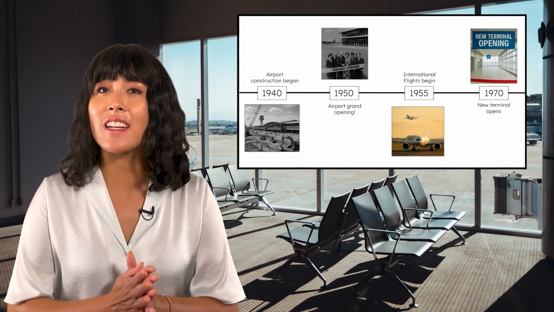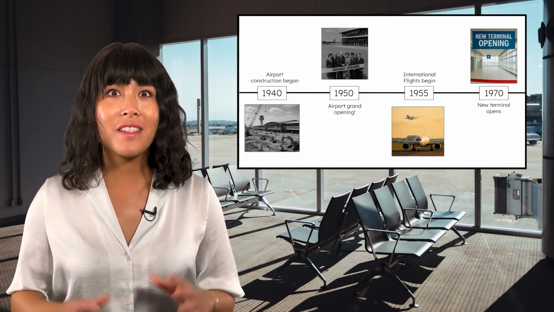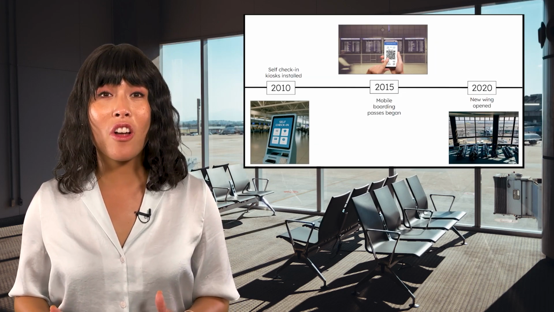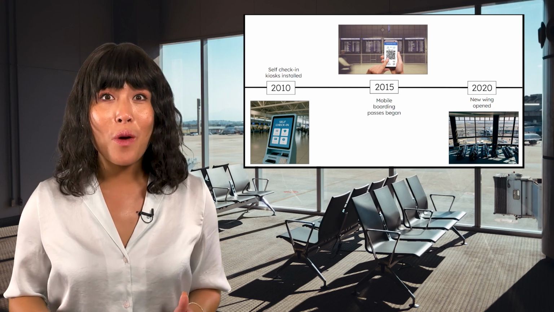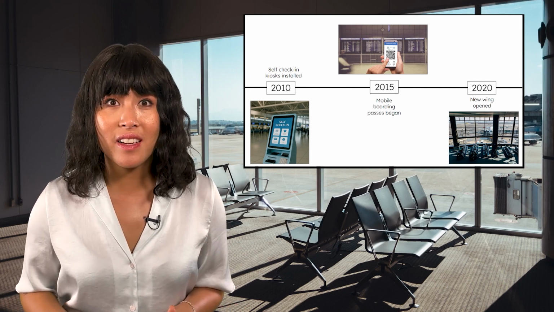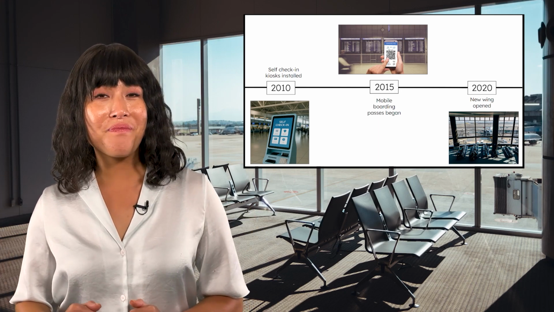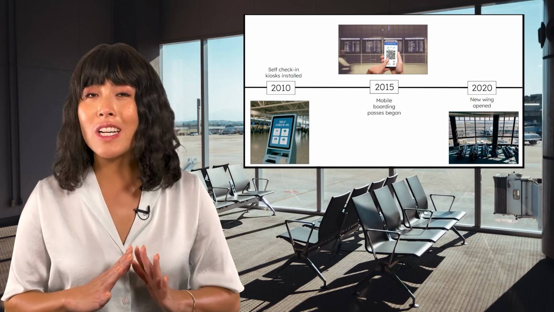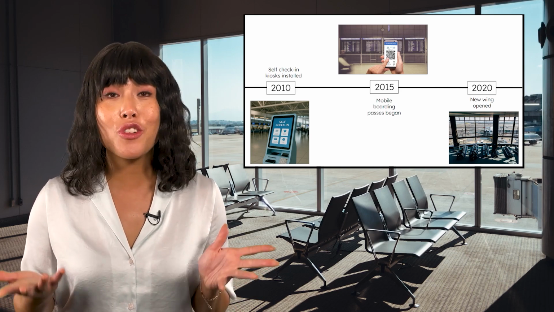International flights began in 1955. This is just the very beginning. This timeline continues on all the way to 2020 when they finished building the new wing, the one I'm in right now. The pictures paired with text help me see and learn how the airport has changed over time.